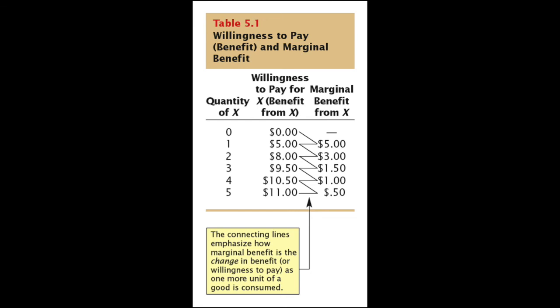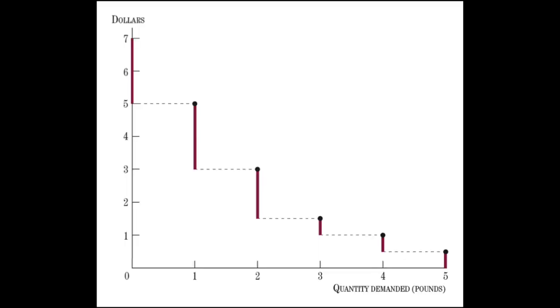The demand curve can also be derived from the information on the marginal willingness to pay for a good. To proceed, we will plot into a graph the quantity of the good on the x-axis and the dollars on the y-axis. This is illustrated on this graph.